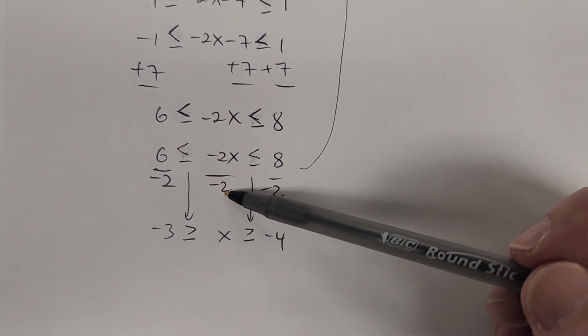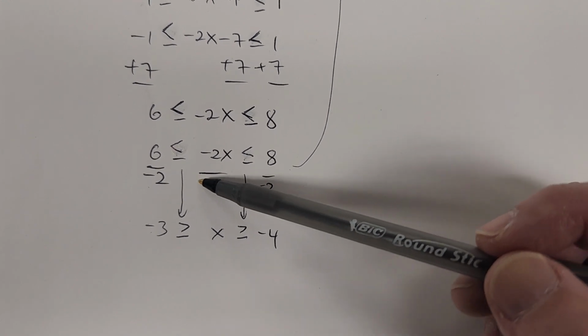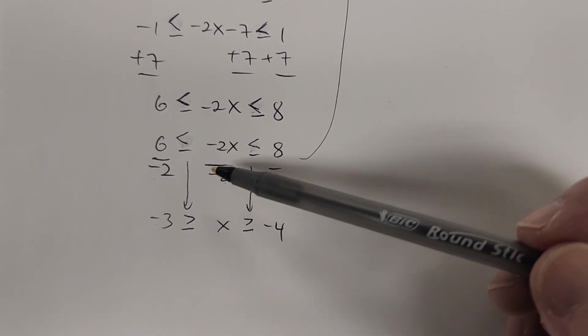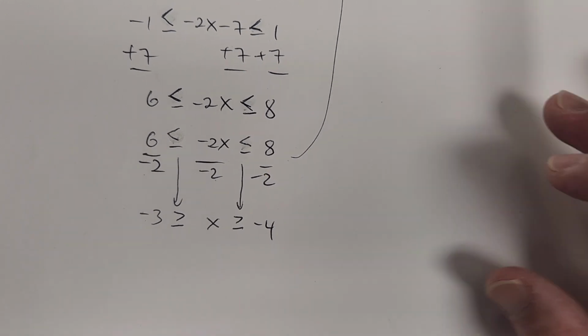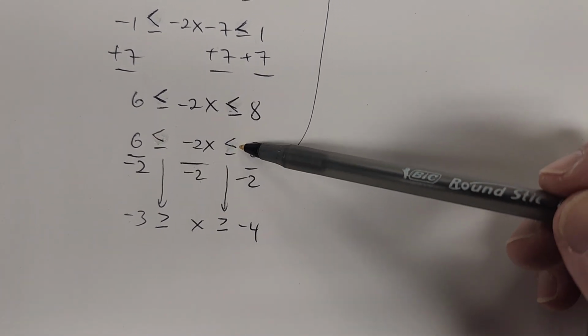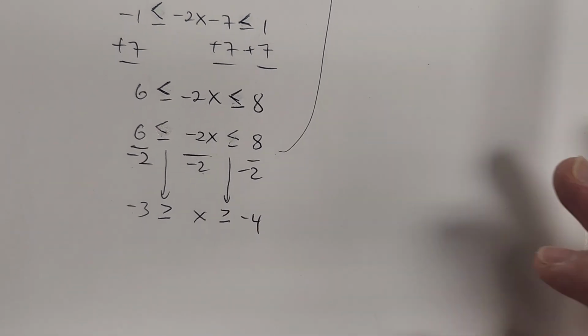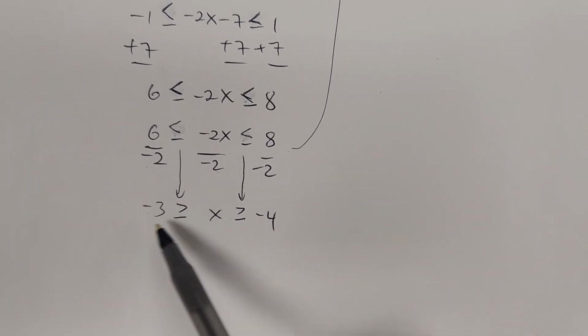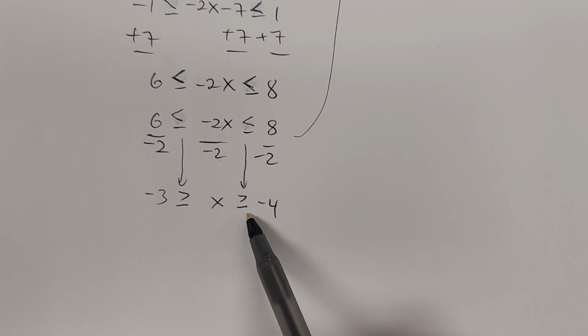However, I'm dividing by a negative again. This is negative, this is negative, this is negative. Since I divide by a negative, this symbol switches, this symbol switches. Okay, now x is by itself, so we are completely done, no more solving.